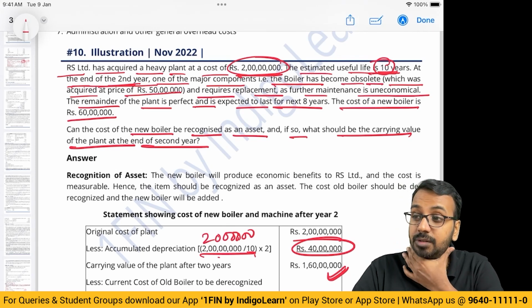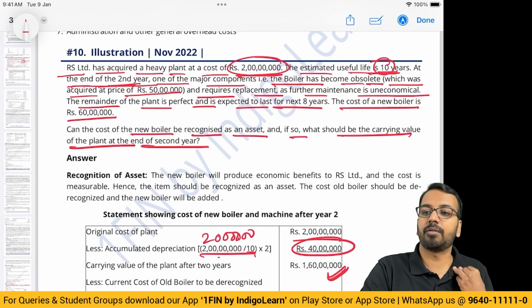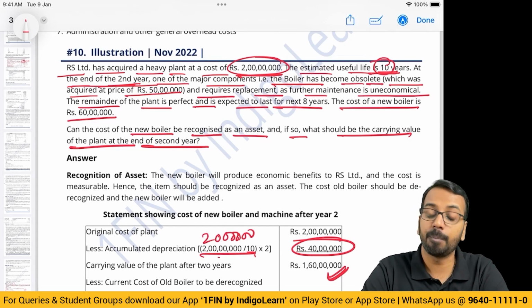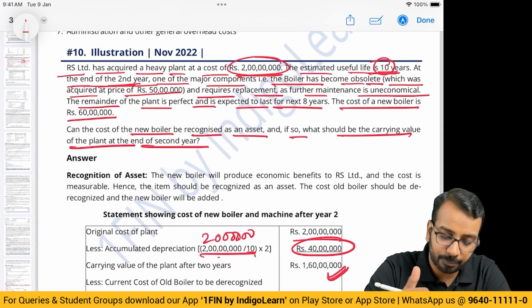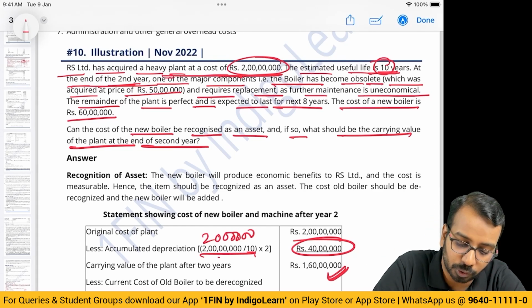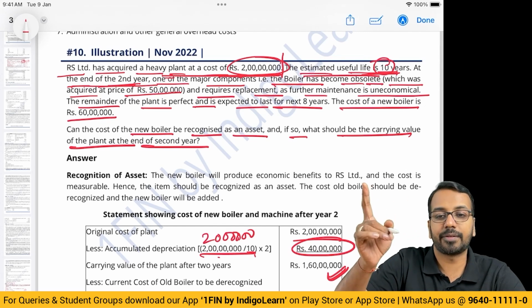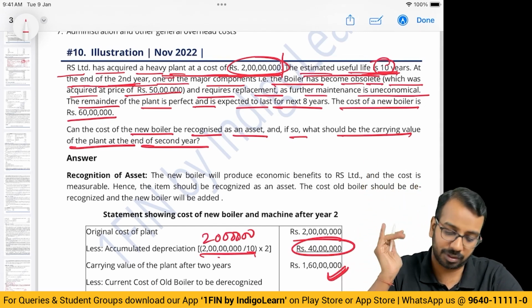Sir, I feel confident with the concept but have no idea how to break down the question. This type of question is where you will find it difficult. What I am discussing right now, see how I am breaking it down. First is what they have said. They have acquired at a cost of 2 crores. I have identified this. Useful life is 10 years. So the moment you see useful life of 10 years, in the back of your mind you should see depreciation.